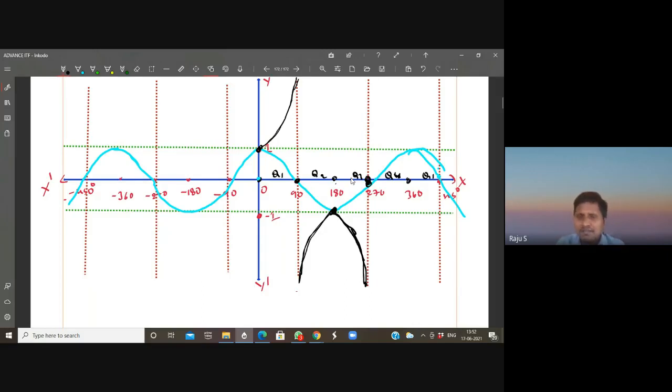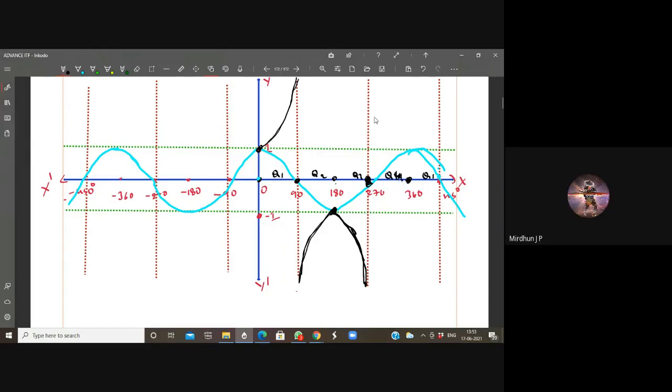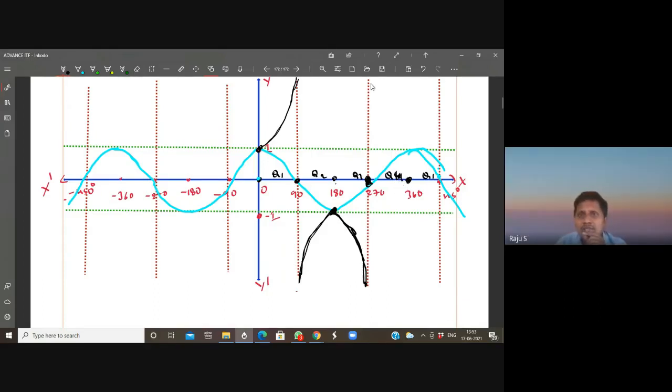We are saying that undefined means no value. I mean, we cannot write either plus infinity or minus infinity. This is not a finite value. So that is undefined. Okay, because from 270 to 360, is secant positive or negative? Positive. Immediately the graph becomes above the x-axis again.